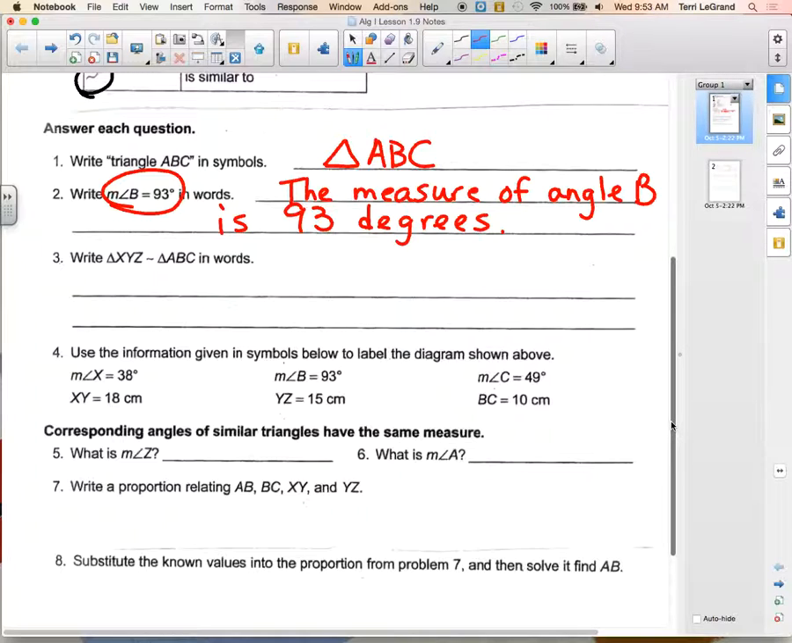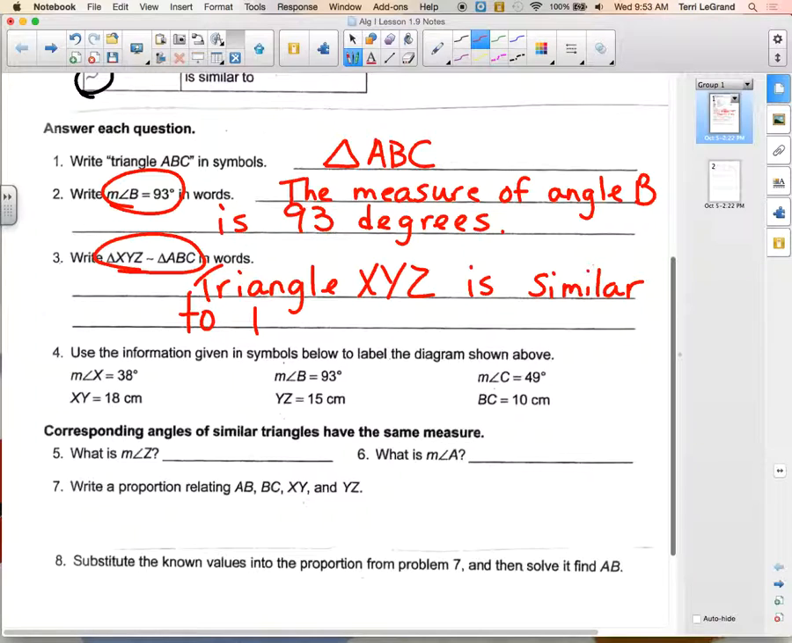Okay, number 3. Now we have this mathematical statement that they want us to write in words. What would that one be? Brendan? Triangle XYZ is similar to triangle ABC. Okay, triangle XYZ is similar to triangle ABC. A sentence starts with a capital letter, ends with punctuation, and we write out the words they wanted.